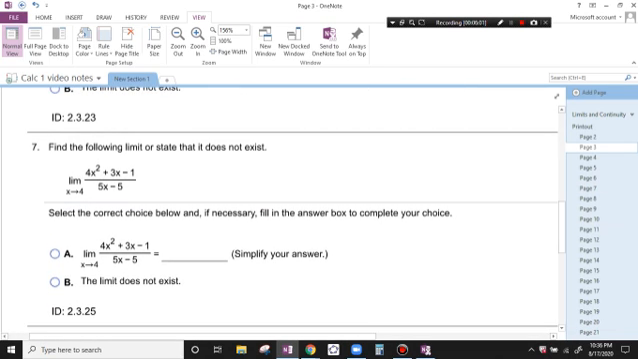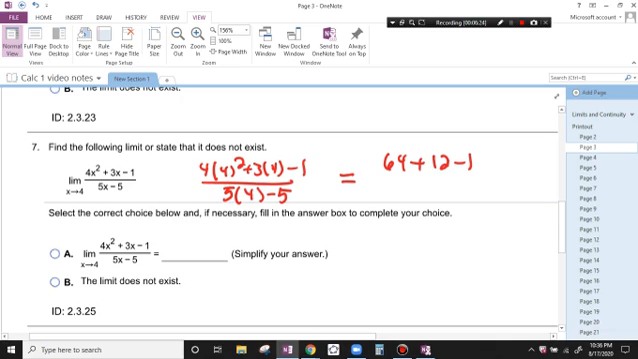Plugging in the 4: 4 times 4 squared plus 3 times 4 minus 1 over 5 times 4 minus 5. Now again, let's be clear. If this was plugging in 1, we would do something different because it would make the denominator 0. But we're just plugging in 4. This is going to be 64 plus 12 minus 1 over 20 minus 5, 15. Let's hope this comes out nice. Ooh, that's 75 over 15. A beautiful 3. Just straight up plug in the number.